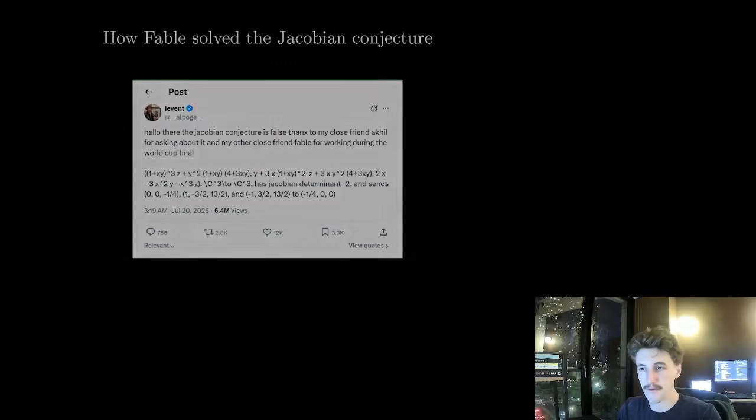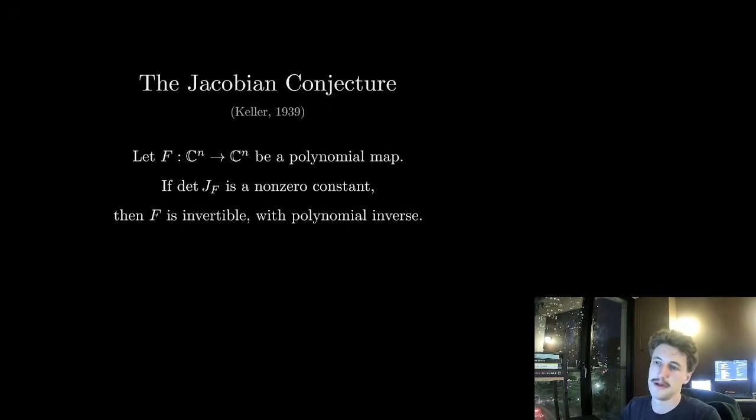So to start off with a definition. For a polynomial map between two complex spaces of n dimensions, if the determinant is a non-zero constant, the map should be invertible. So that means each input should correspond to one output and vice versa.